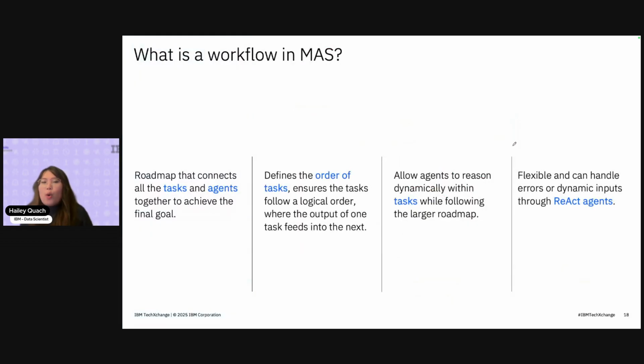So I mentioned workflow a lot, and I think at this point you can have a good idea of what it is. The workflow is nothing but the roadmap that connects all the tasks and the agents together. The workflow defines the order of the tasks, and it ensures that the tasks follow a logical order, and it allows the agent to reason dynamically within the task while following a larger roadmap.